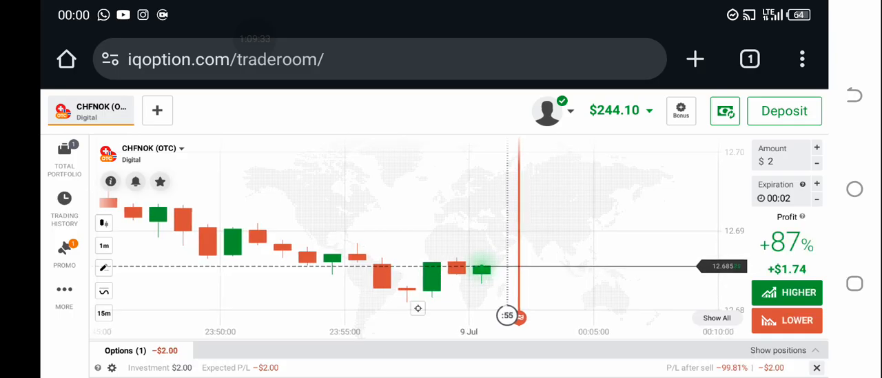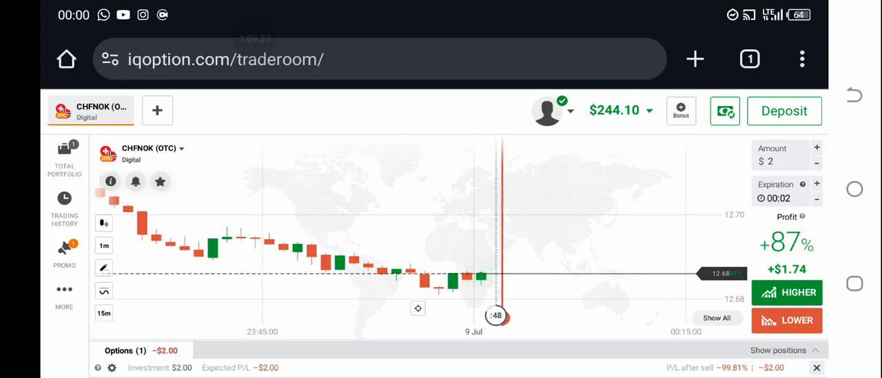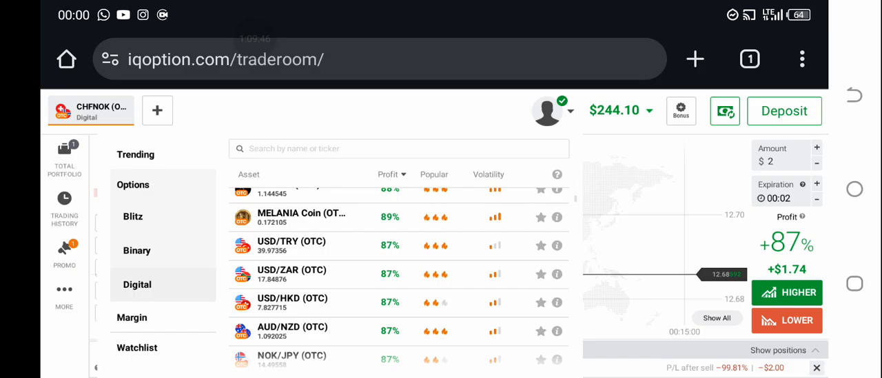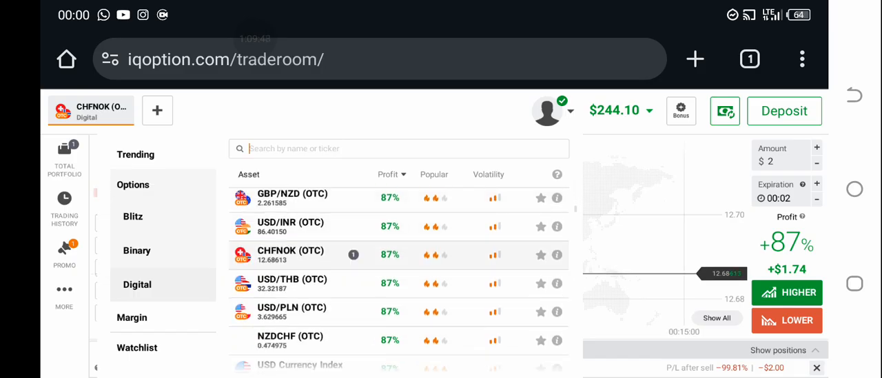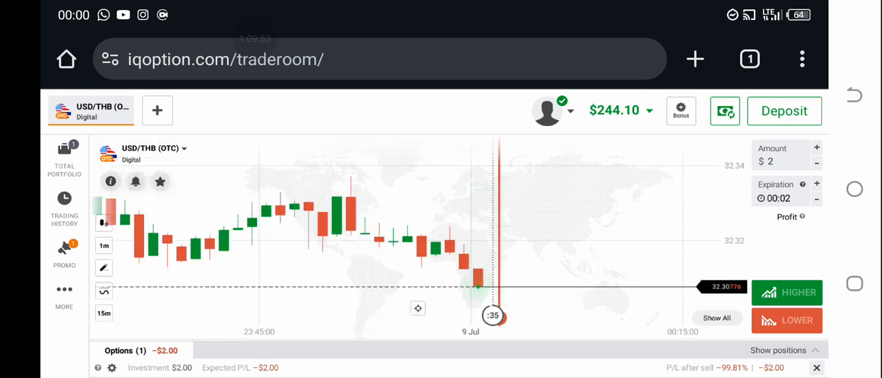So you can see, you see what I'm telling you, this candle has stopped following the pattern. You can see the market stopped following the pattern. So you can see the problem. This is why with the simulated market, sometimes they manipulate. This is not a real market.